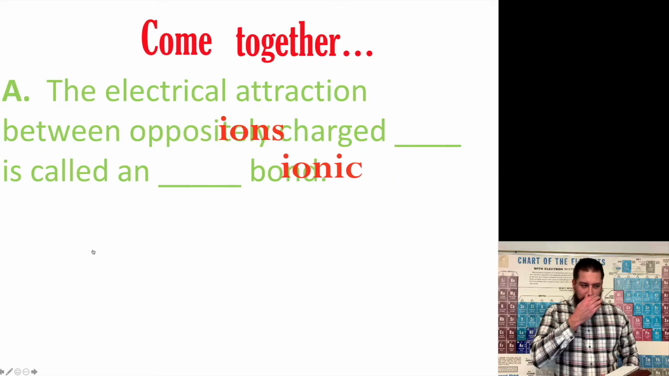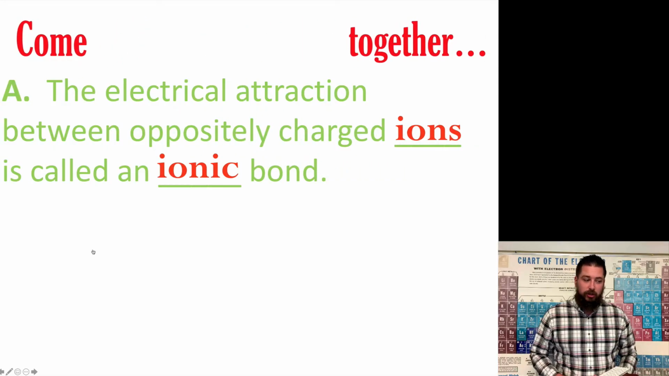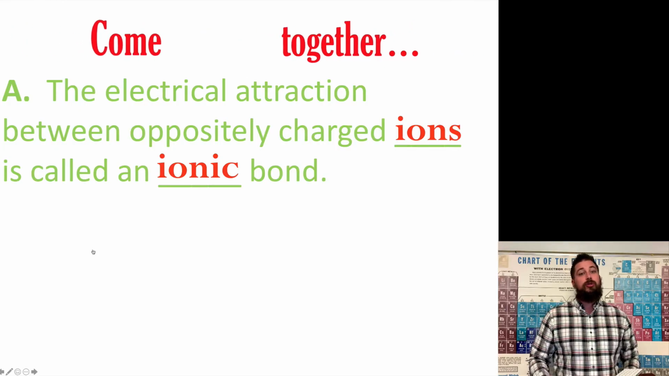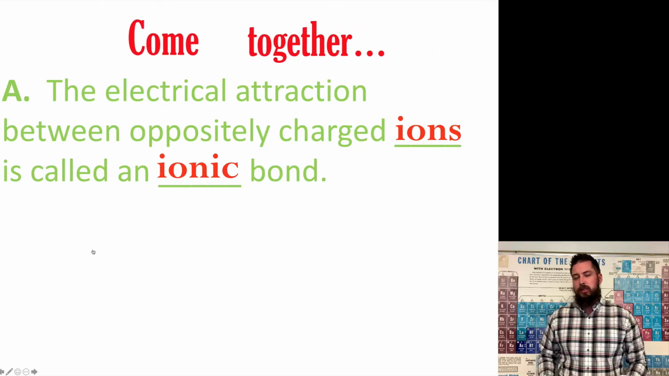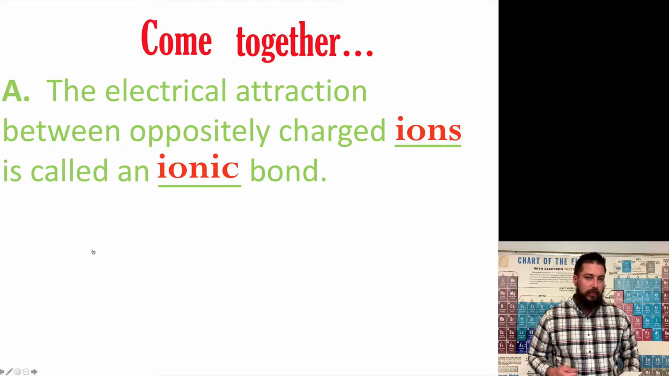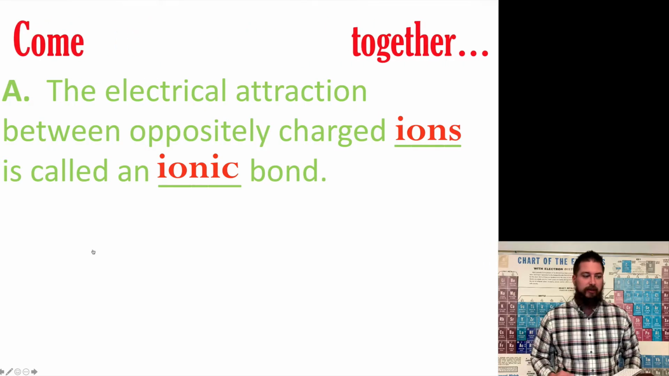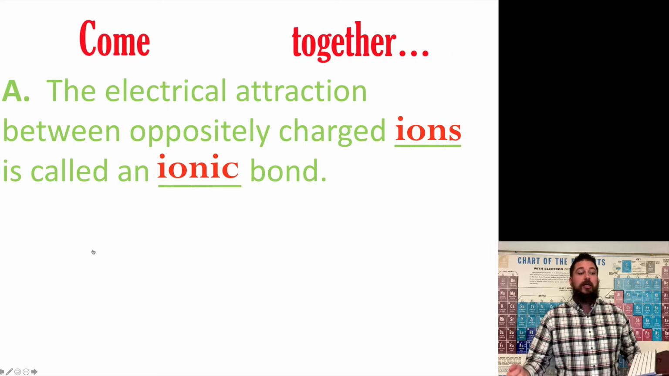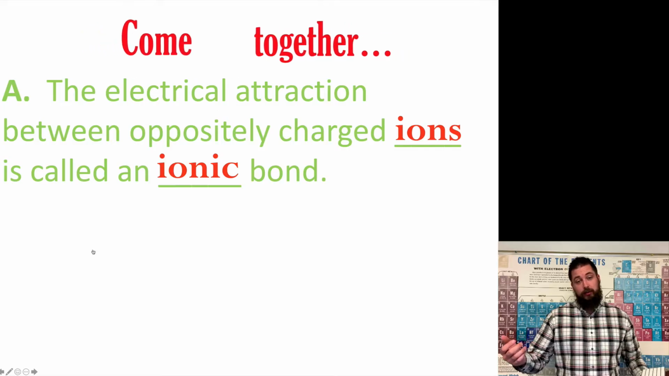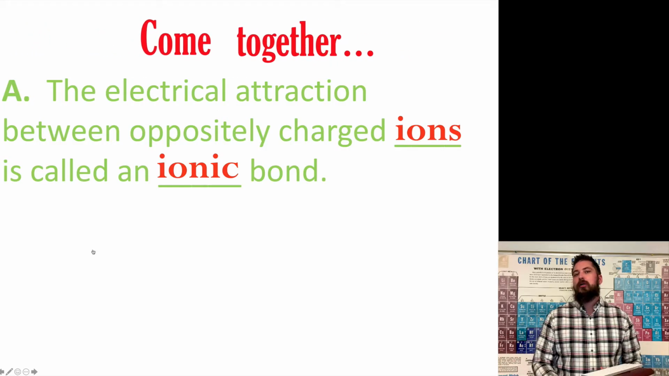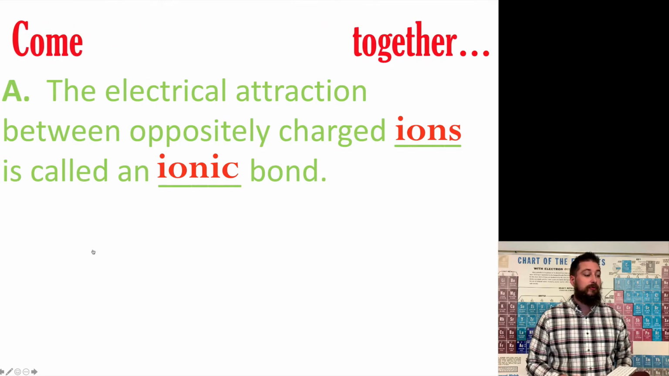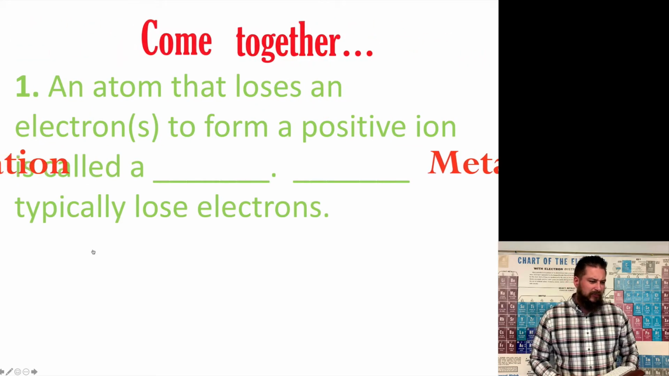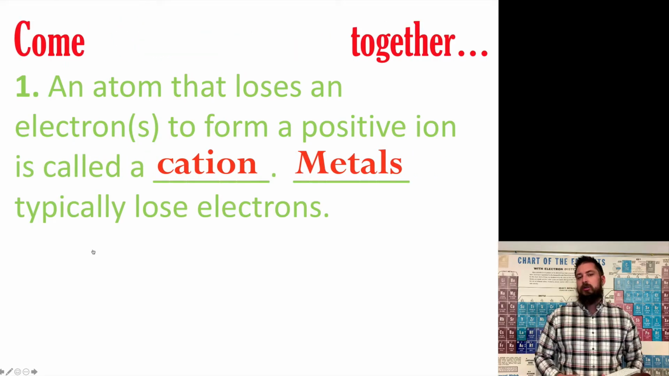All right, so the electrical attraction between oppositely charged ions is called an ionic bond. Again, like in the beginning, when you saw the sodium atom losing its valence electron and the fluorine atom gaining that valence electron, those formed ions, and those 2 ions will then come together because they're oppositely charged, and that's called an ionic bond.